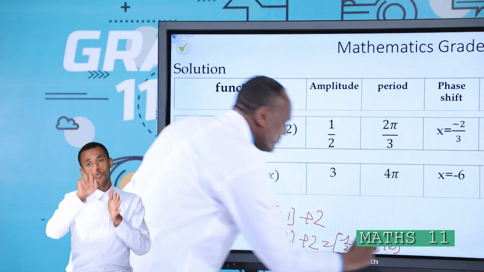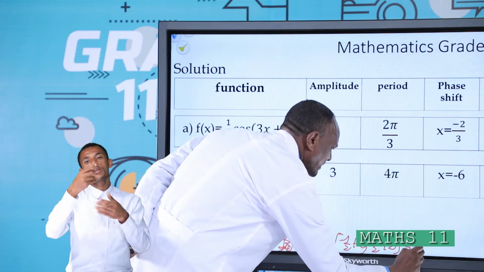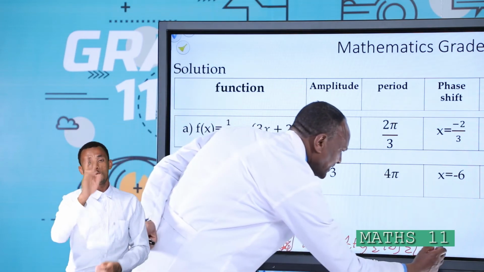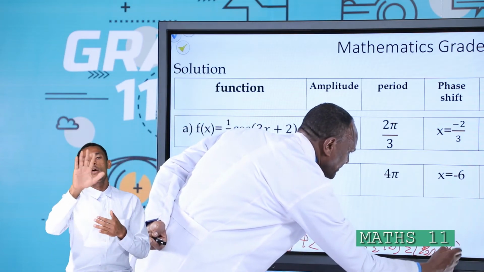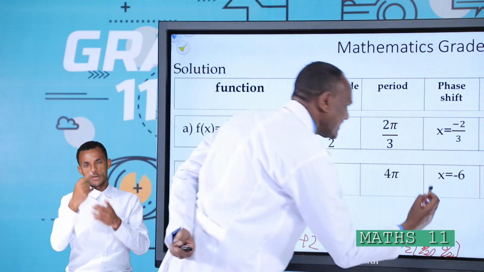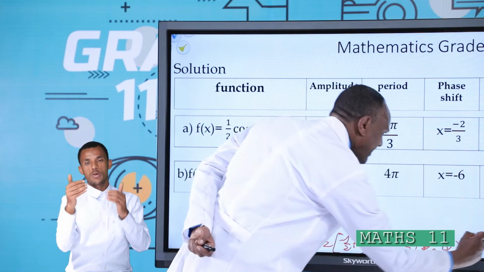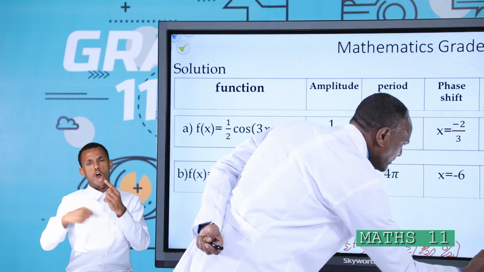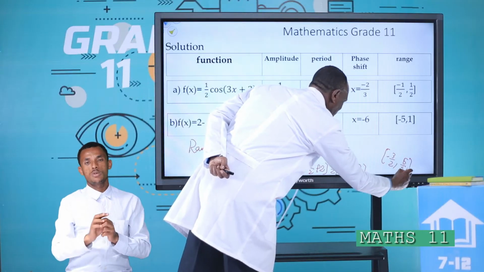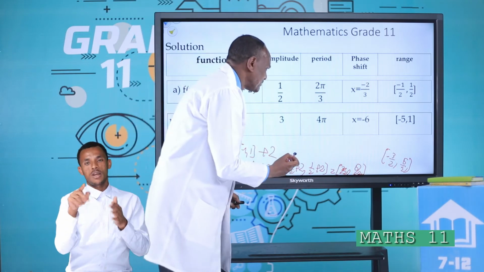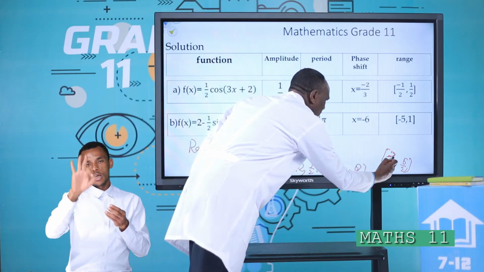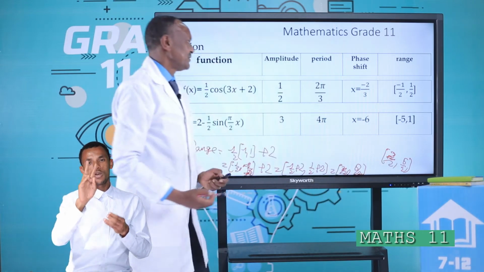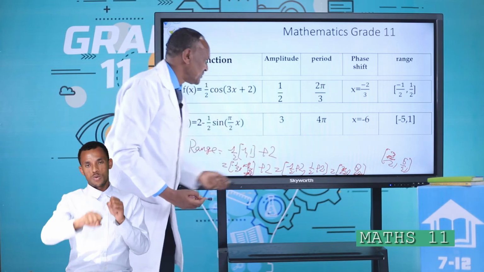Negative half plus 2 gives positive 3 over 2. 1 over 2 plus 2 gives 5 over 2. So what is the range of this function? The range of this function will be from positive 3 over 2 up to positive 5 over 2. These are the values of the given function. Negative half plus 2 is 3 over 2, and 1 over 2 plus 2 is 5 over 2.